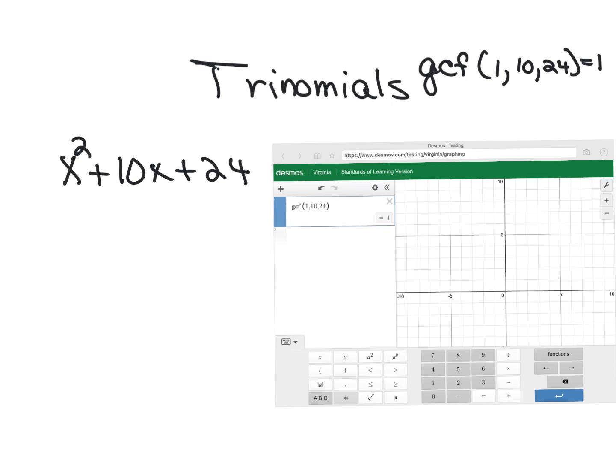All right, problems on trinomials, Yasmin. We are going to look at how to factor it, and I'm going to go over the two different types and go over doing the table on Desmos.